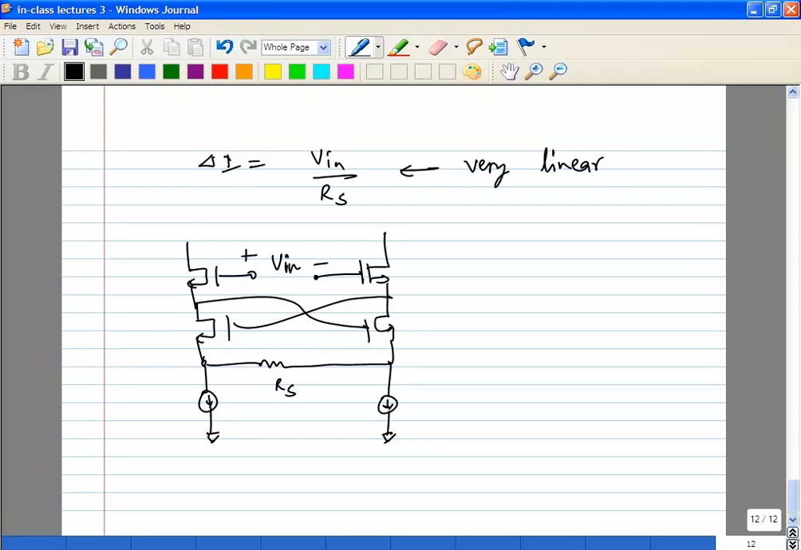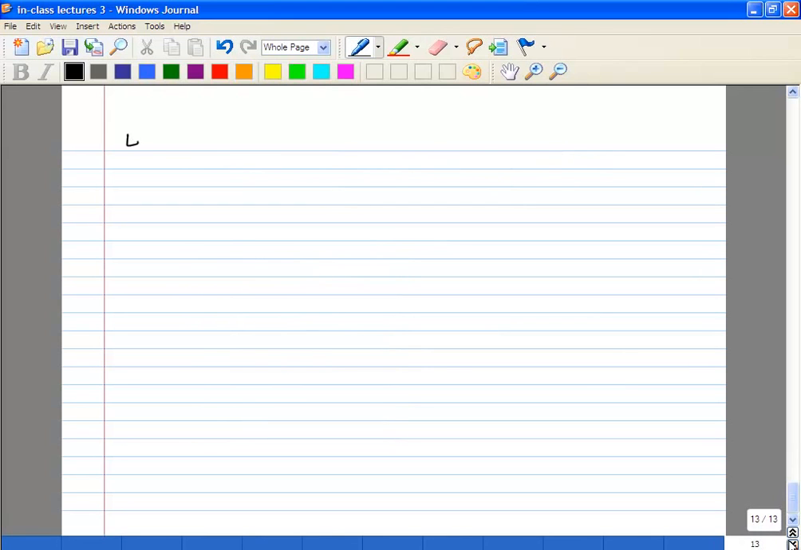You can apply your V in here at the gate of these two guys, and the same thing will appear here. This is another way to use the same circuit. Let us just look at the last guy. Just feed forward.